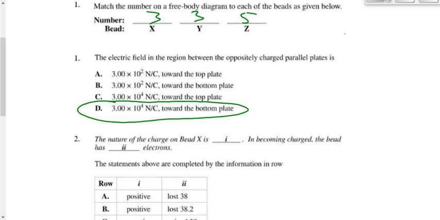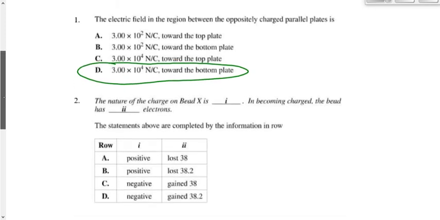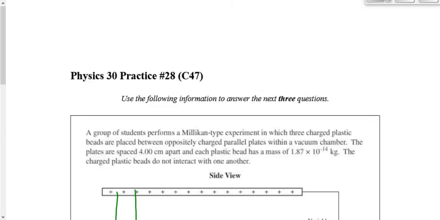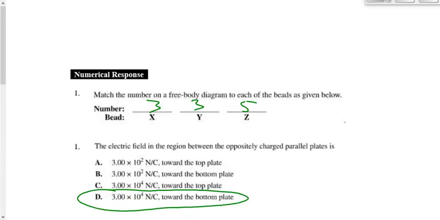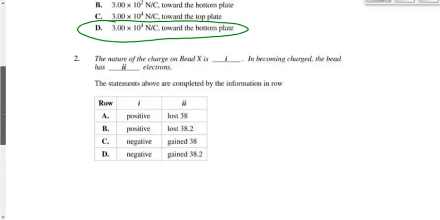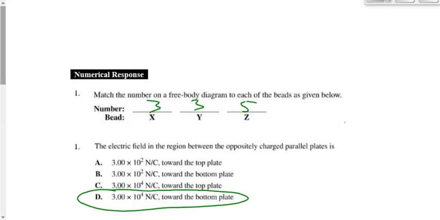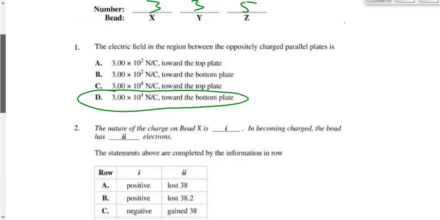Oh, and number 2, this is a great question. I love this question. The nature of the charge on bead X is blank. In becoming charged, the bead has lost or gained electrons, and how many electrons? Let's worry about the charge on it first. Actually, let's worry about whether it's become positive or negative first.